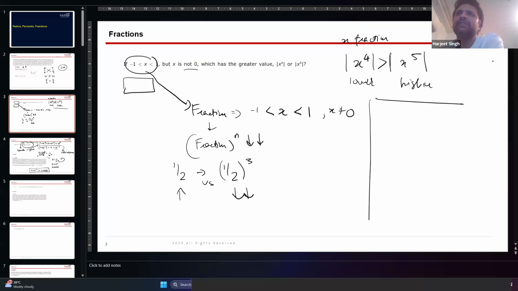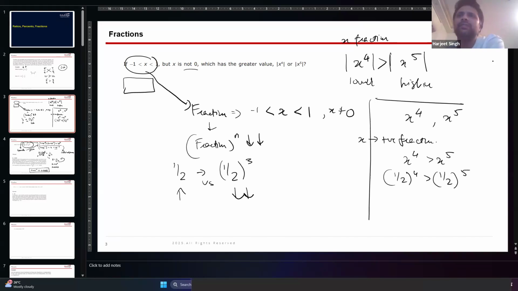Another variation of this is they're asking which is higher. Now, there are two possibilities or scenarios for x. It can be a positive fraction or it can be a negative fraction. So if x is a positive fraction, then x to the power 4 will be greater than x to the power 5. Example: half raised to 4 is greater than half raised to 5.